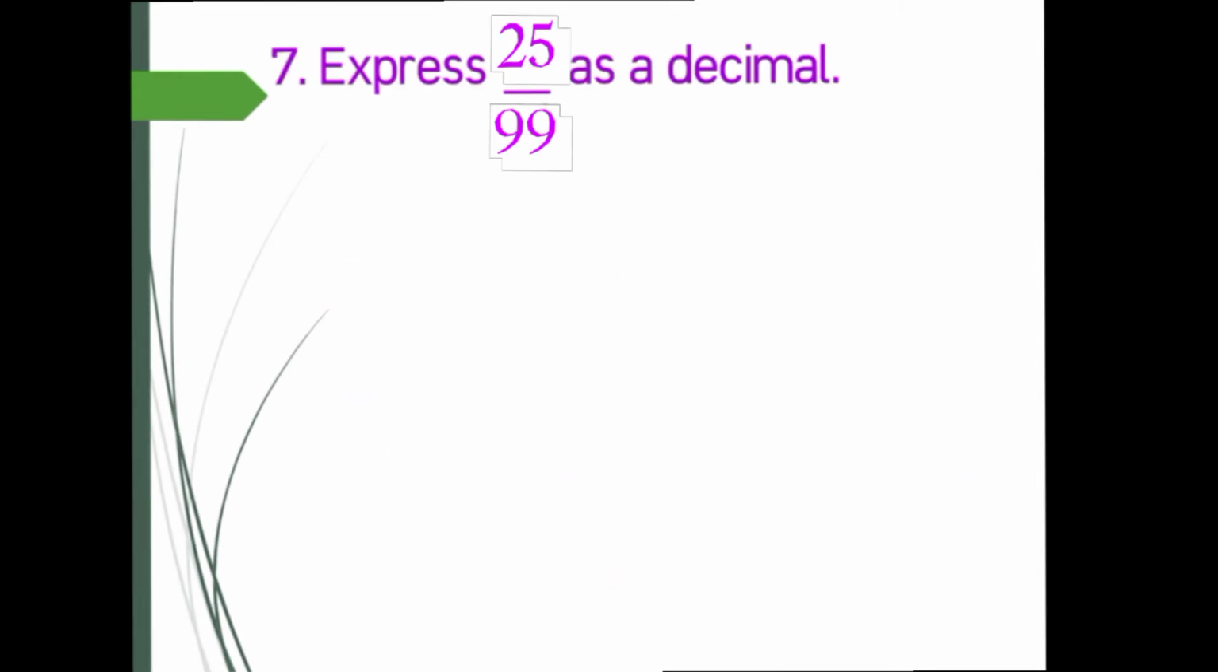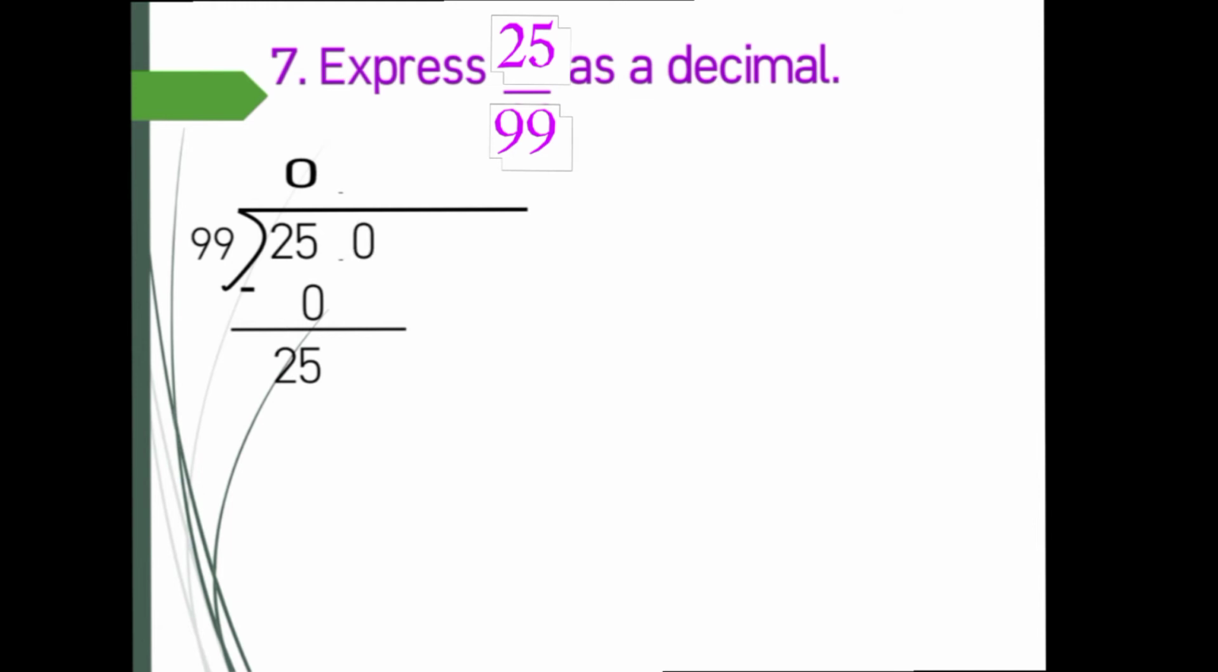And then, example number 7, express 25 over 99 as a decimal. So, ganun po ulit, si 25 sa loob, 99 sa labas. So, 25 divided by 99 is 0. 0 times 99 is 0. 25 minus 0 is 25. Let's add 0 and decimal point. Naka-align na yan. So, next thing to do is to bring down 0.